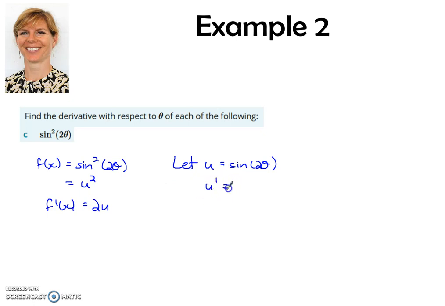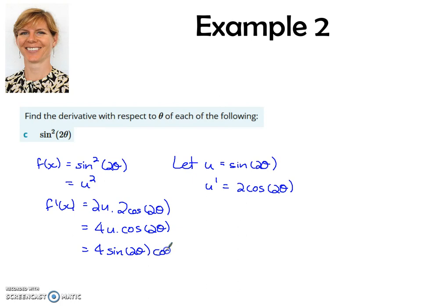and differentiating this is going to be 2 cos 2 theta. Okay, and of course then we multiply those together, so f prime of x is 2u, so it's like dy dx, so dy du times du dx, so 2u times this derivative, 2 cos 2 theta. Okay, so that gives you 4u times cos 2 theta, and then going back to what u was, sine 2 theta, so you've got 4 sine 2 theta cos 2 theta.